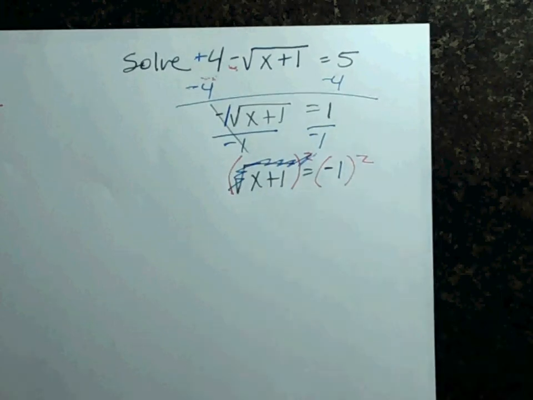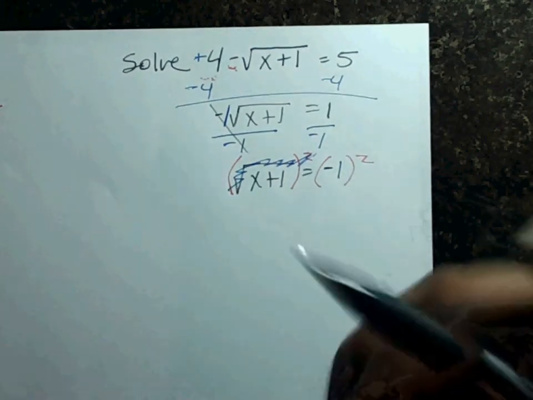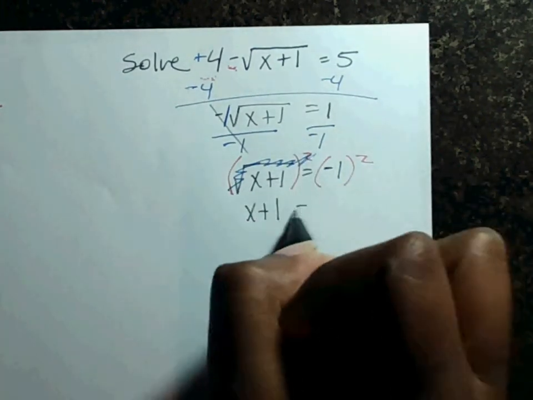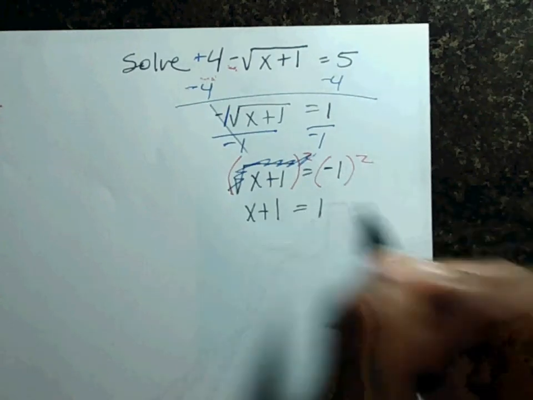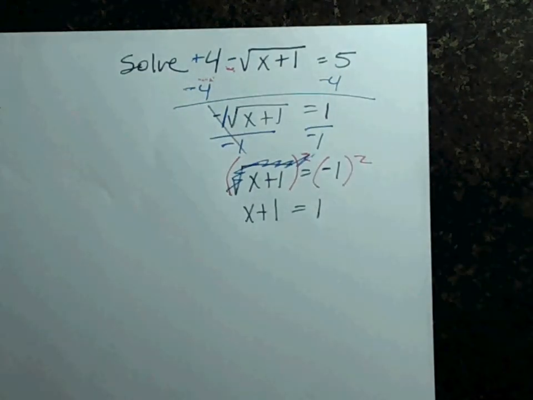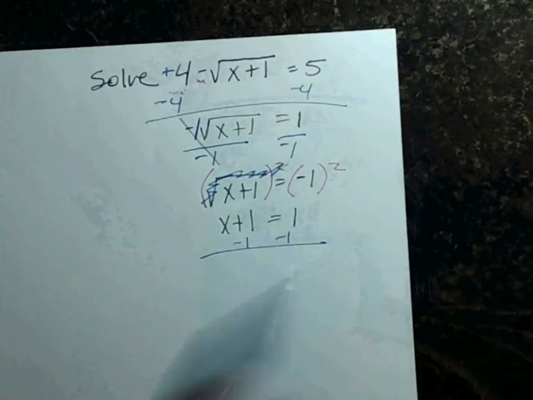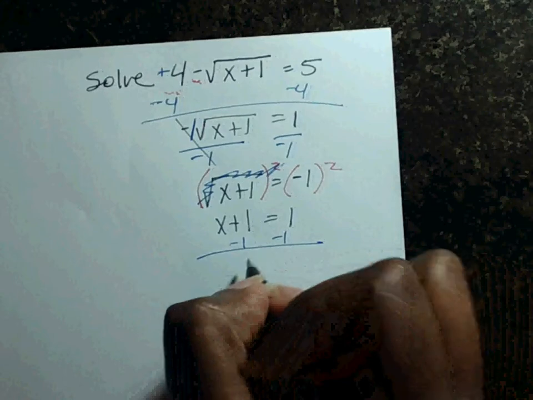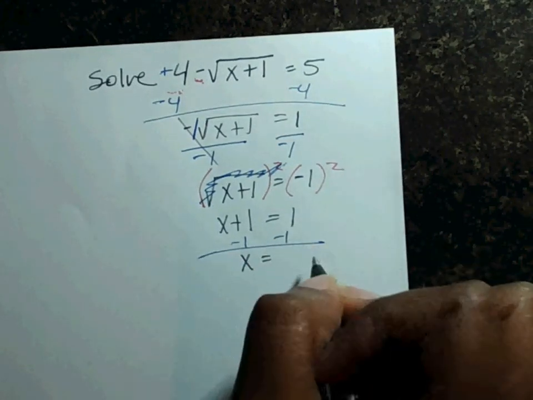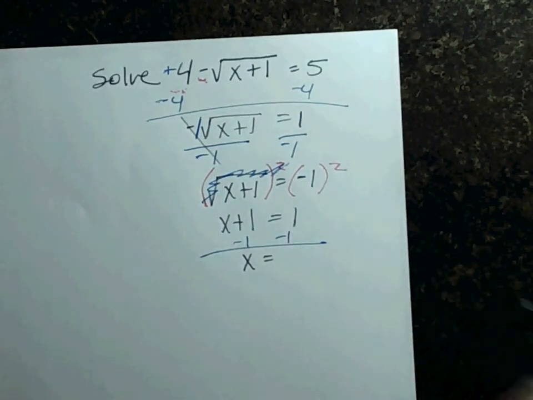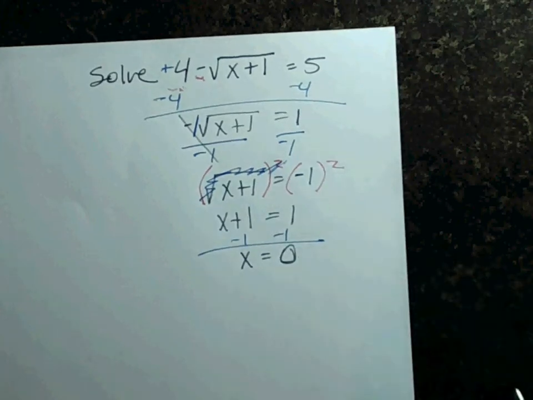Okay, so on this side, we have x plus 1. Negative 1 squared is 1. I want to get x by itself, so I'm going to subtract 1 from both sides. In this case, x equals what seems to be 0. I got to check myself though. It seems to be 0.